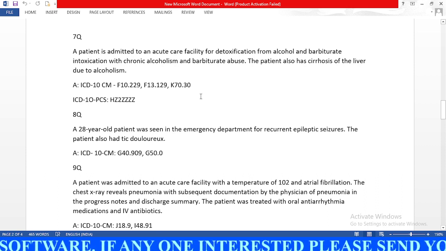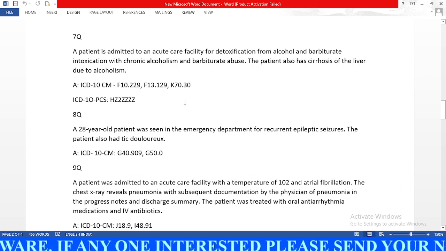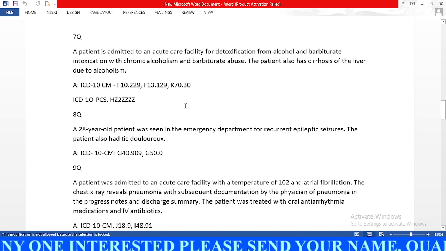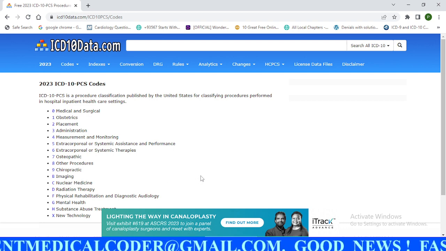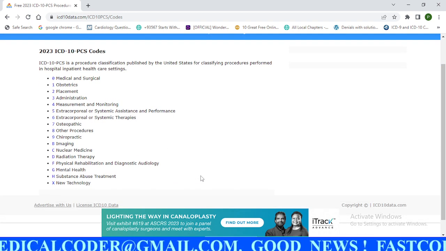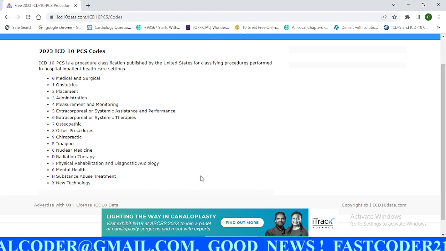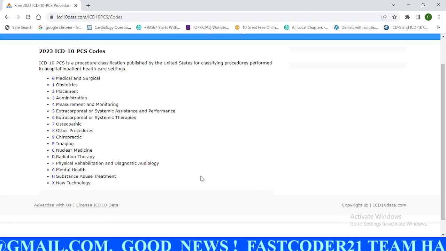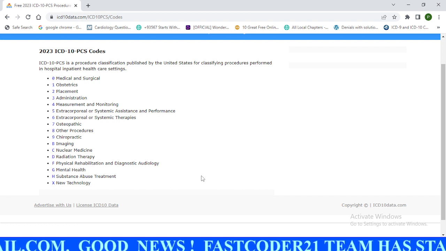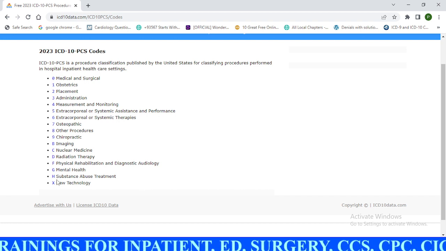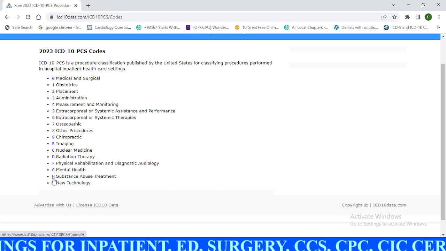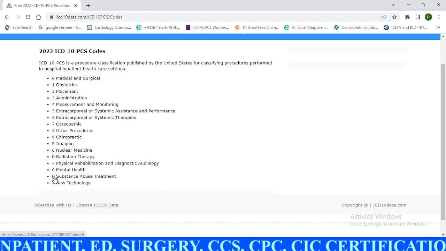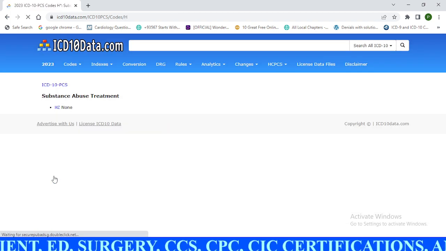And we need to code the PCS code related to detoxification. As all of us know, the physician is performing the detoxification process. Detoxification is substance abuse treatment, so we need to select substance abuse treatment here using H.